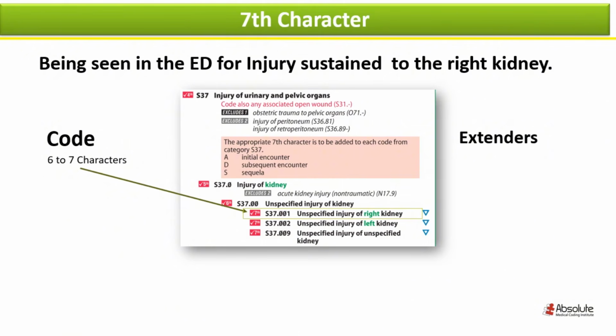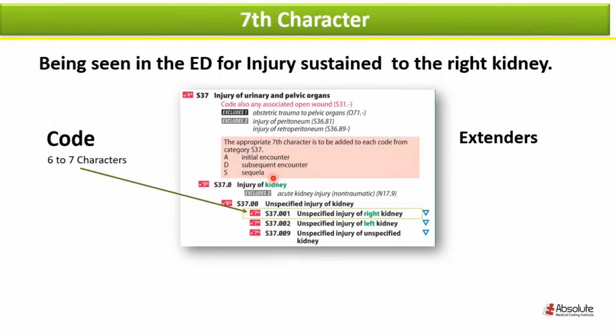All right, so in this extender box, we can choose either A, D, or S. Whatever is specific to our injury, whatever is appropriate, we code it. This patient was seen in the ED. That means it's happening right now. With that said, if we look at A, A is for initial encounter. That means this is the first time the patient has been seen for it. D, subsequent encounter. That means after the initial.